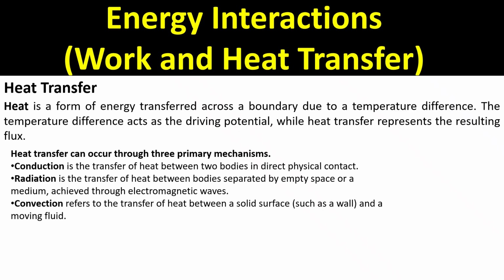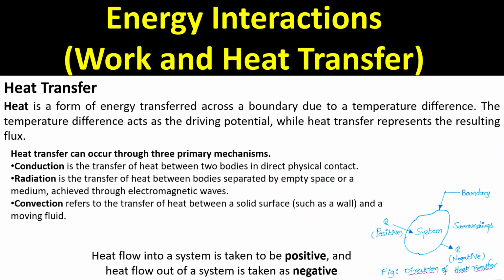The third type of heat transfer is convection. Convection refers to the transfer of heat between a solid surface and a moving fluid. This is the schematic representation of the direction of heat transfer. Heat flow into a system is taken to be positive, and heat flow out of a system is taken as negative.